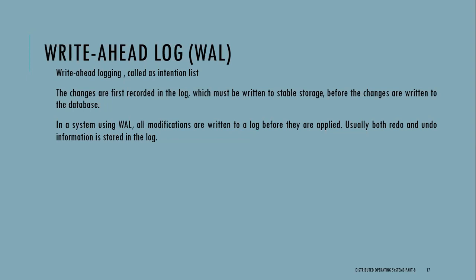Write ahead log. Write ahead logging is also called an intention list. The changes are first recorded in the log, which must be written to stable storage before the changes are written to the database. In a system using WAL, write ahead log, all modifications are written to a log before they are applied. Usually both redo and undo information is stored in the log.